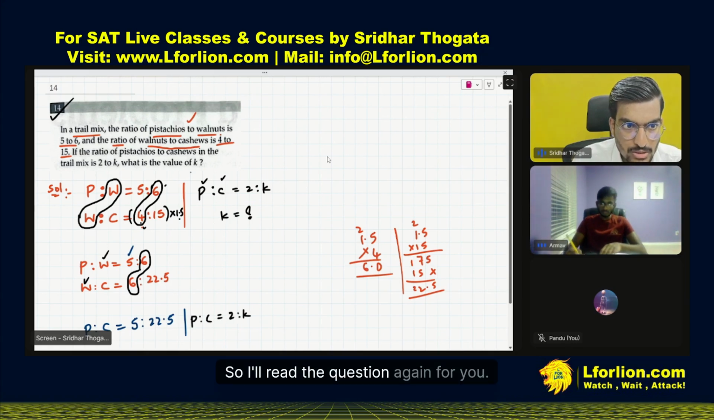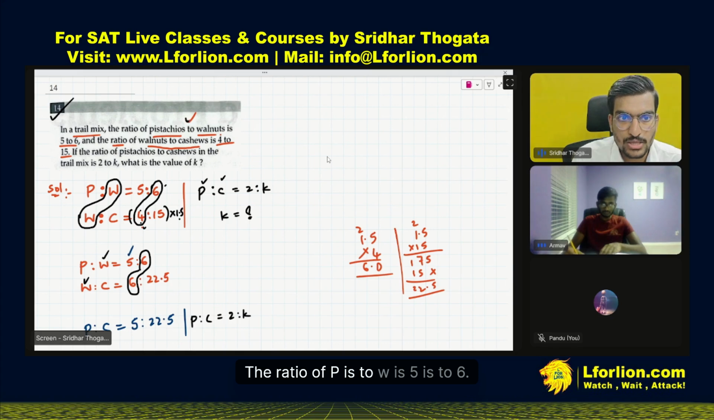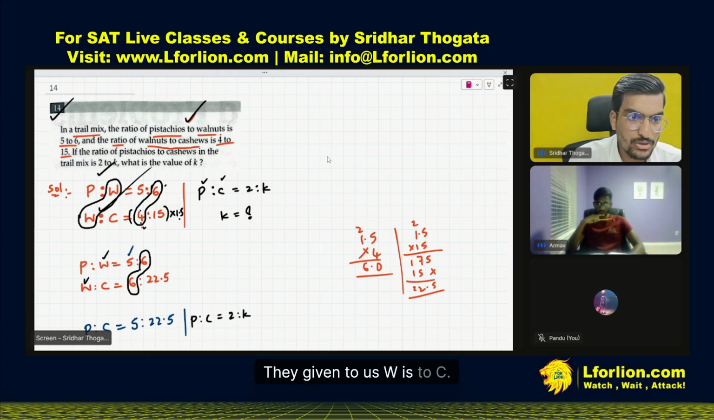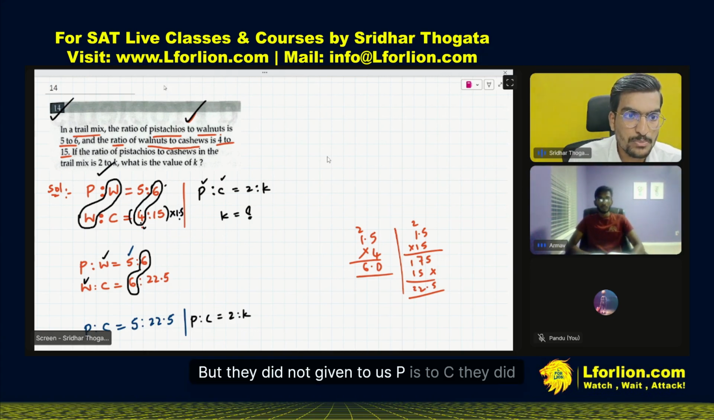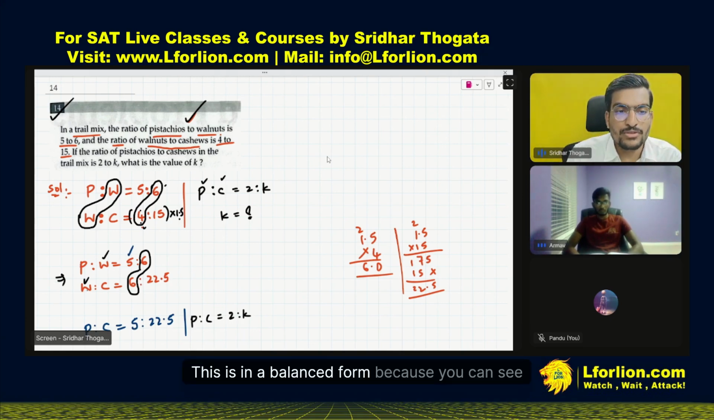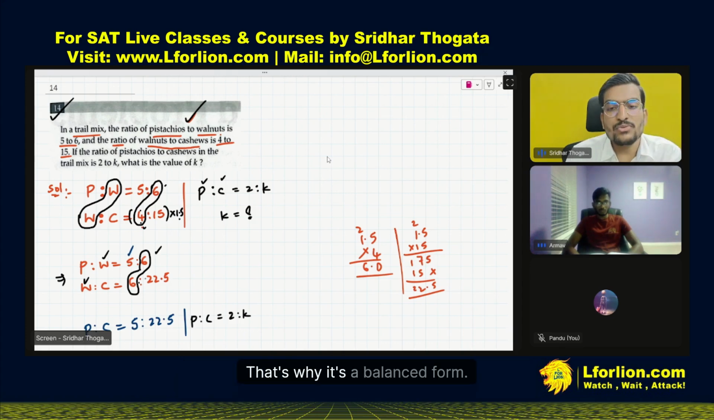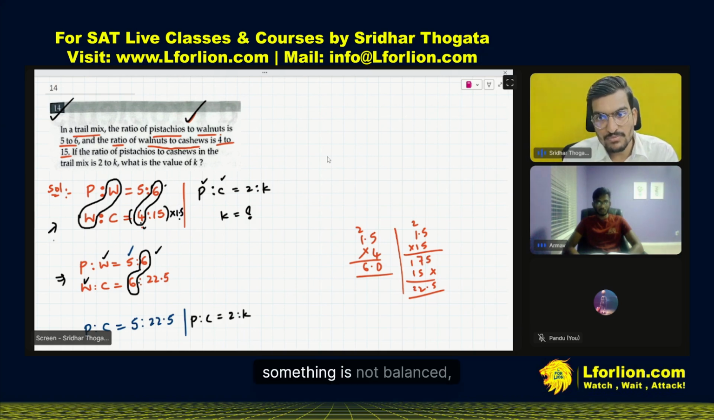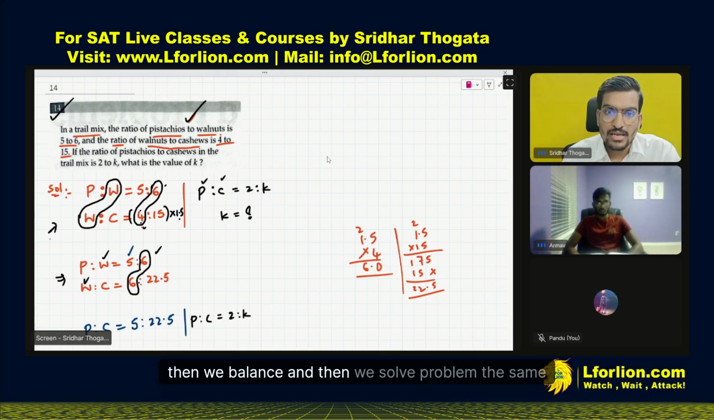So I'll read the question again for you. The ratio of P is to W is 5 is to 6. The ratio of W is to C is 4 is to 15. They gave us P is to W and W is to C, but they did not give us P is to C. We found that after putting them in a balanced form. This is a balanced form because you can see walnuts is the same. Here it is not balanced because the walnuts is different. In the previous question too, something was not balanced, then we balanced it and solved the problem.